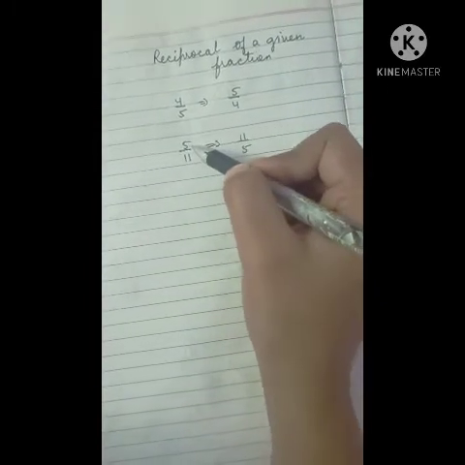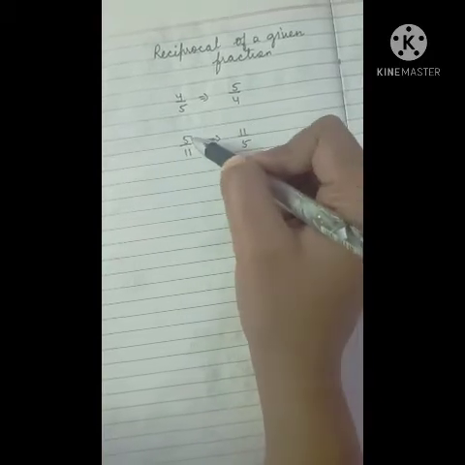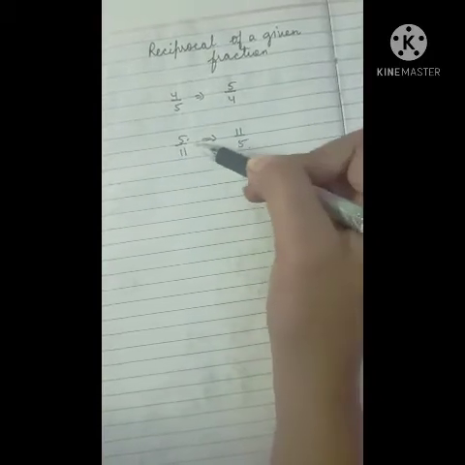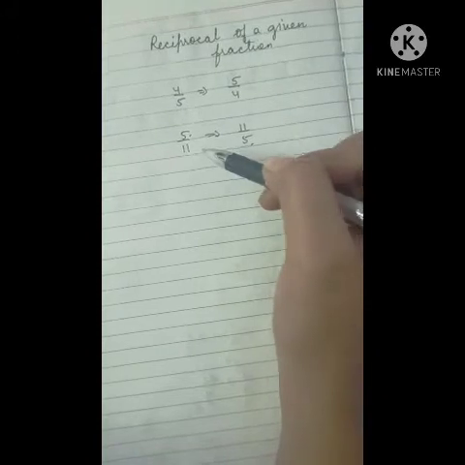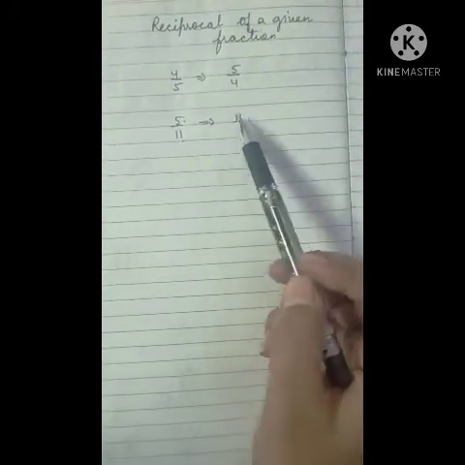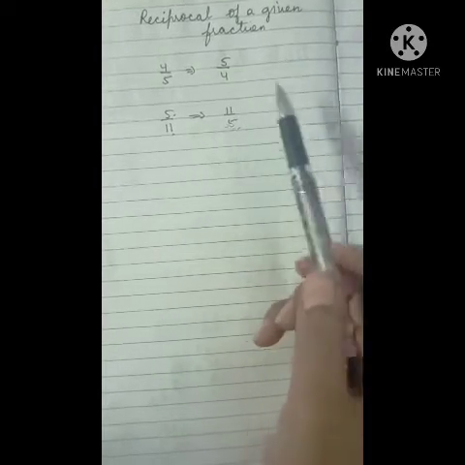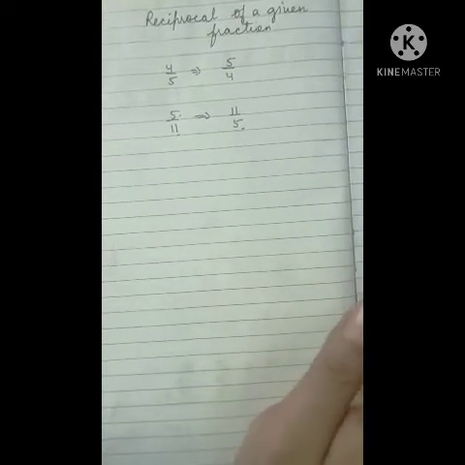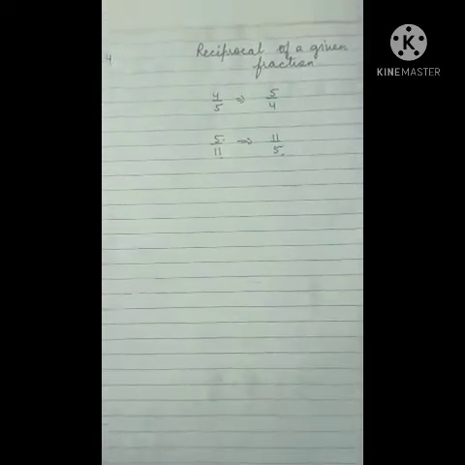Here you have 5 in the numerator, but when you do the reciprocal, you will write 5 in the denominator. Here you have 11 in the denominator, but when you write the reciprocal, you will write 11 in the numerator, right? So this is the reciprocal of a fraction. Okay, now we do the division.